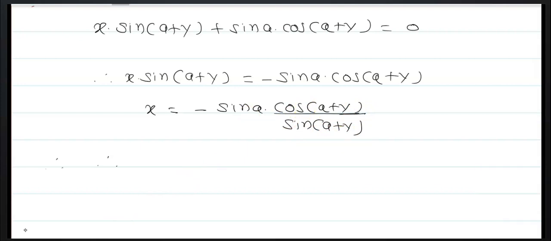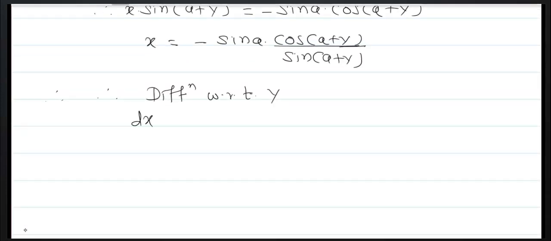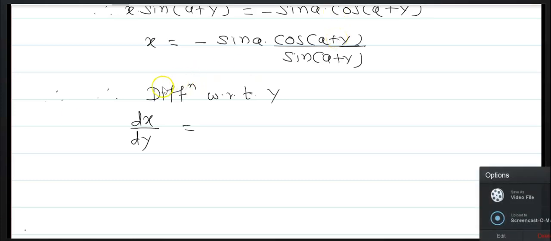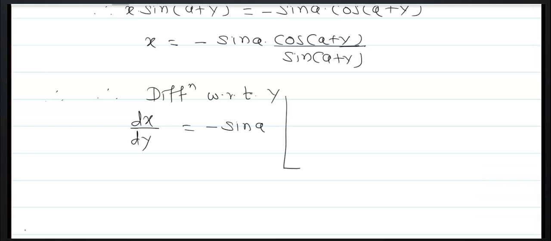Next, now differentiate this with respect to y. The y is a variable, therefore x is expressed in terms of y. Therefore differentiate this with respect to y. dx upon dy equals minus sine a, in brackets sine of a plus y into d/dy of cos of a plus y, d/dy of cos of a plus y. Because here y is a variable, we are differentiating with respect to y.